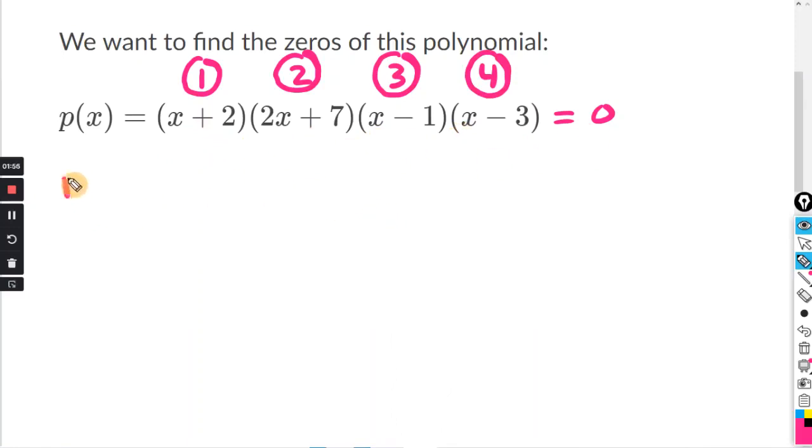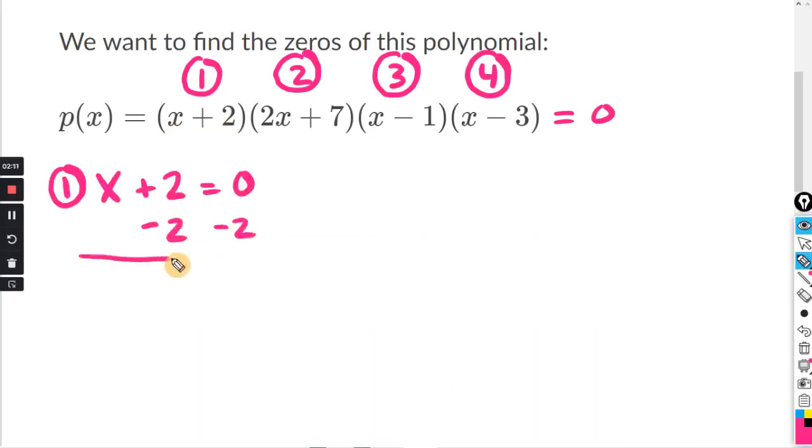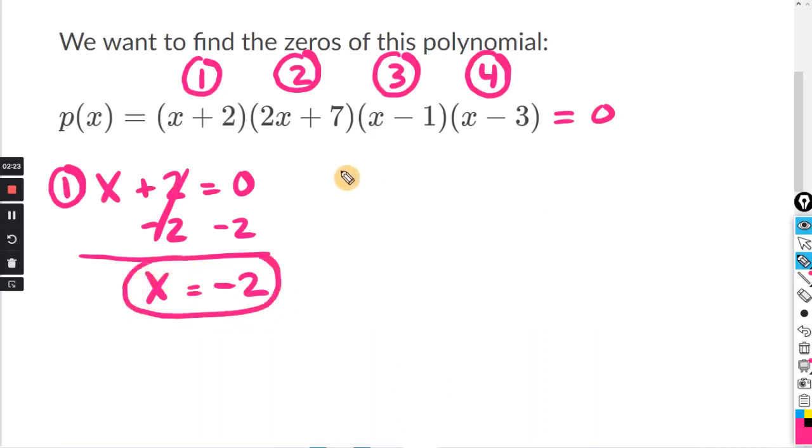All right, so for number 1, and again, I know some of you can do this in your head, I'm going to set x plus 2 equal to 0. All right, subtracting 2 from both sides. The 2's cancel. Bring down the x, and 0 minus 2 is negative 2. All right, it's that simple.